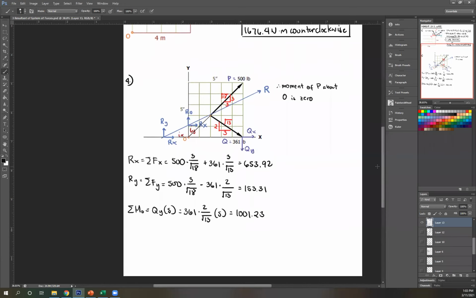And I have all I need. Now I'll just write out the actual equation. Summation of moment about O is, using this, Rx times Iy. Okay, MO is this, Rx is this, so I can solve directly for Iy, which is 1.53 inches.